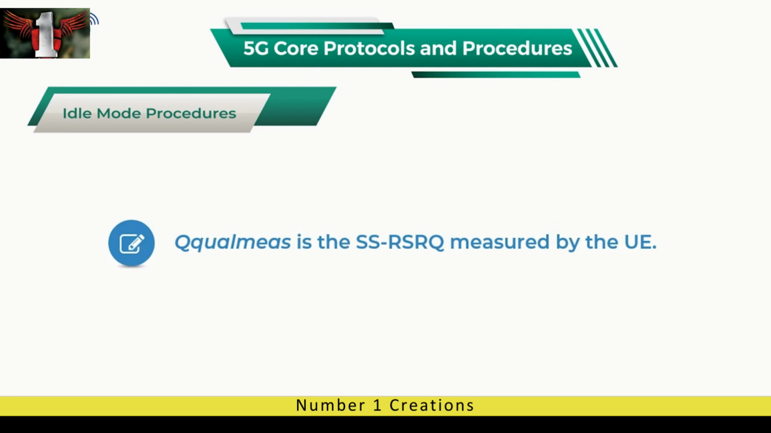Q quality measured. Q quality measured is the SS-RSRQ measured by the UE. Similar to QRX level measured, the UE is responsible for deriving the cell level measurement from the set of beam level measurements, assuming the UE detects multiple beams.